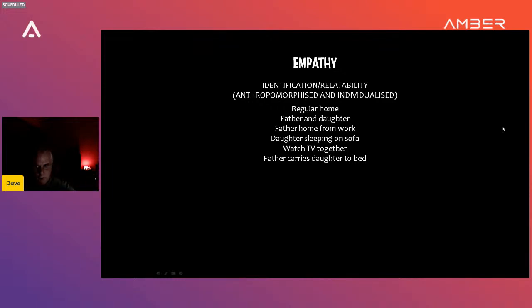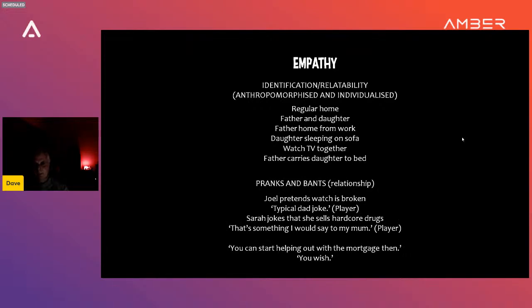So we can hear players responding to this. There's this regular home, father and daughter, father home from work. Hopefully, if you look at this little list, there's nothing there that's going to alienate you from this diegesis, from these characters. You can go, oh yeah, I know what it's like to be in a relationship with a child, or maybe you're a parent, or maybe you remember when your parent carried you to bed, or you were watching TV with one or both of your parents when you were young. Hopefully it's all very relatable, and it's grounding you into this world.